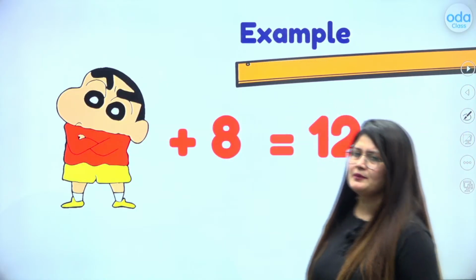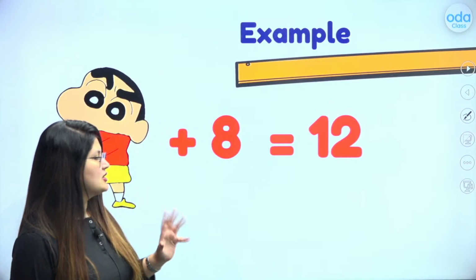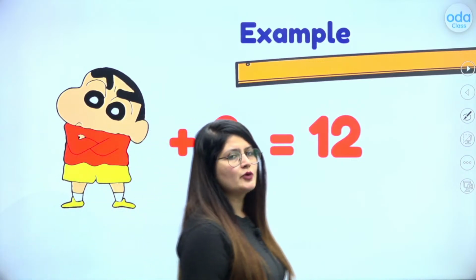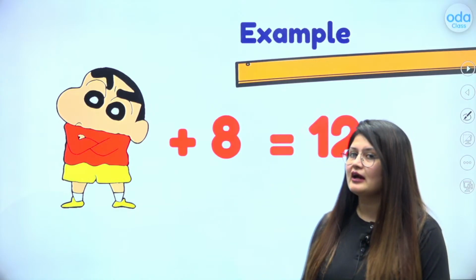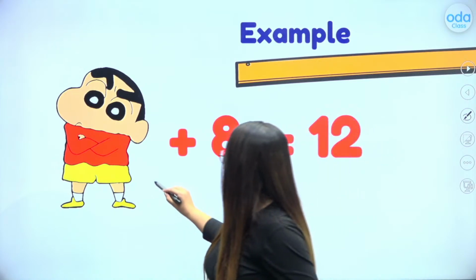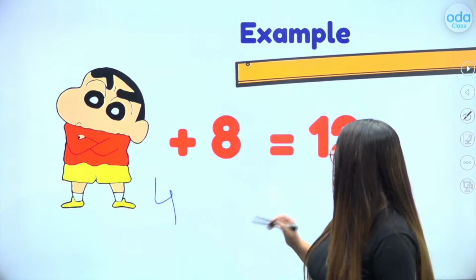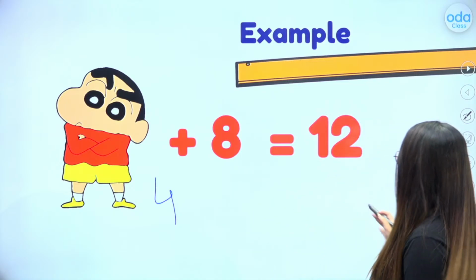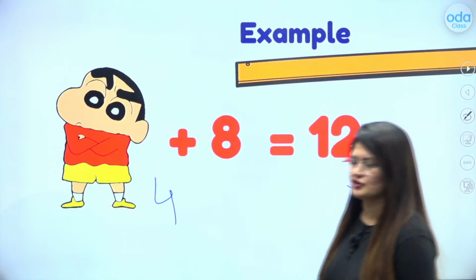So here, let me ask you one more question. Now we have Shinchan plus 8 is equal to 12. What is going to be the value of Shinchan? You will say, ma'am, if I have to equate this, the value of Shinchan will come out to be 4. Yes, because 4 plus 8 is equal to 12. This is how we get a new value for Shinchan.